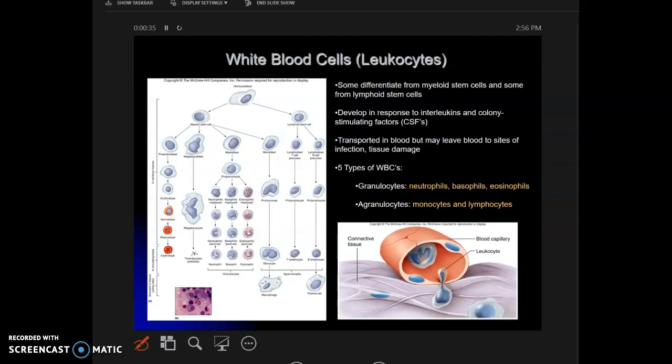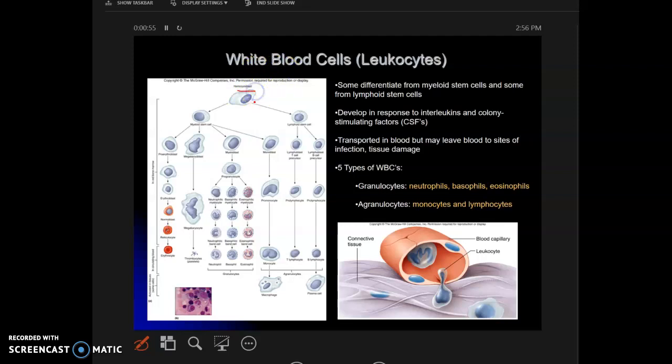Hello guys, this is Dr. D, and today we'll talk about the white blood cells, or the leukocytes. We are continuing with hemopoiesis. Again, what is hemopoiesis? Formation of the blood cells. In this case, today we are talking about the white blood cells, remember?